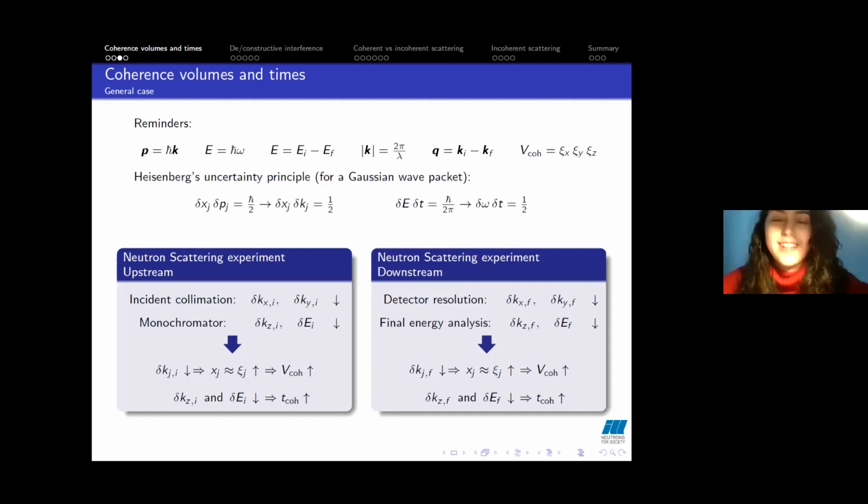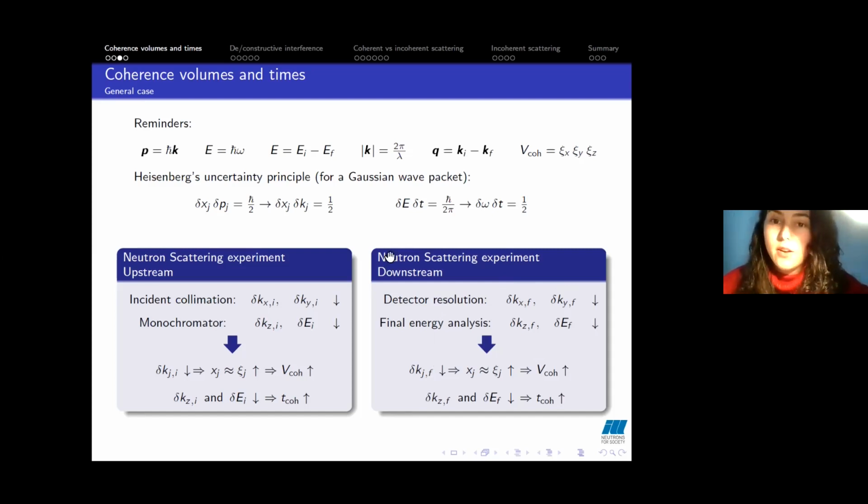That means that the delta k in all three directions, meaning the uncertainties in momentum and in energy, have to be as low as possible. And again, as a consequence, this leads us to have a bigger coherence volume and coherence time.